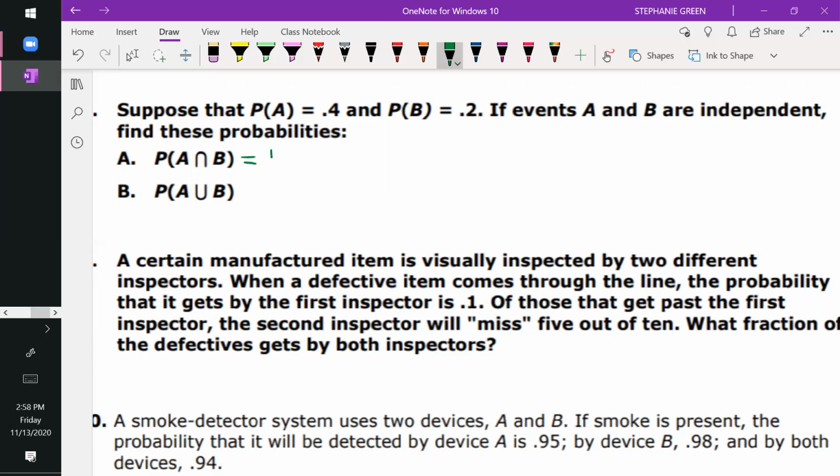So we always say it's the probability of A times the probability of B given A. And if they're independent, the probability of B given A should be just equal to the probability of B. It would look like this. So all we do is multiply the probabilities together, 0.4 times 0.2, which is just 0.08.